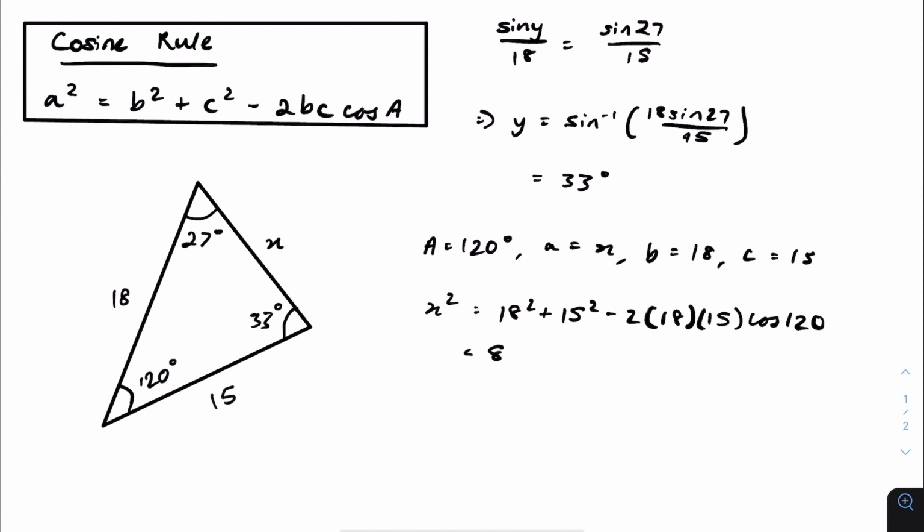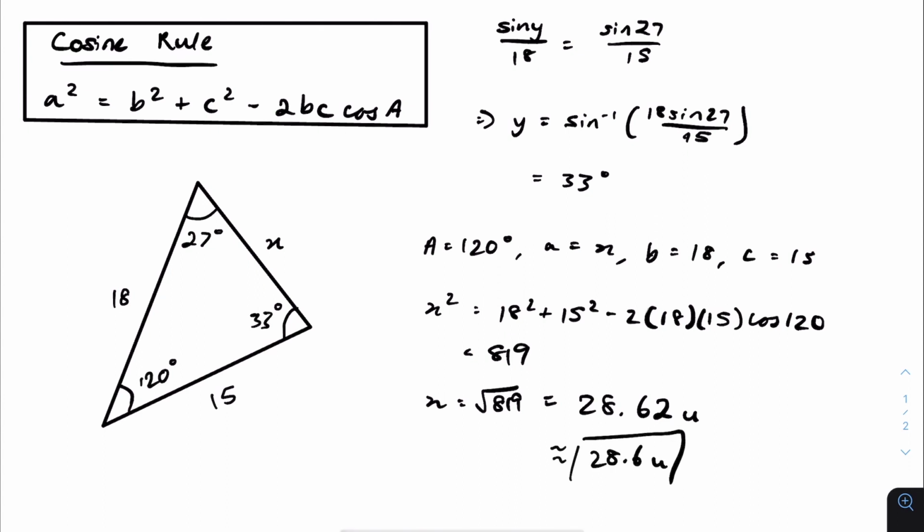So that's equal to 819. So x is equal to the square root of 819, which is equal to 28.62 units, or 28.6 units. And we would have gotten the same result if we did the other way. It's just nicer the way we've done it here. It's a bit more systematic.